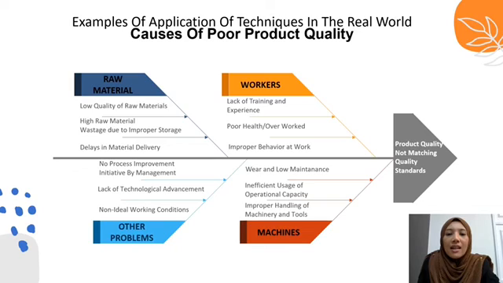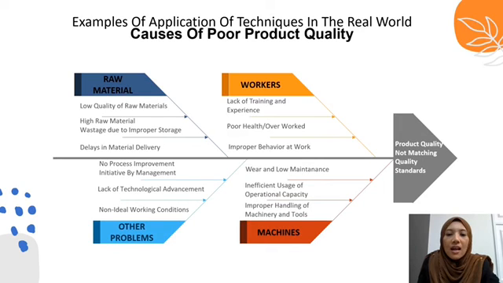The second category is raw material, and the possible causes are low quality raw material that can affect the end product quality, improper storage that can damage the product, and delays in material delivery that can also stop the production of stock.